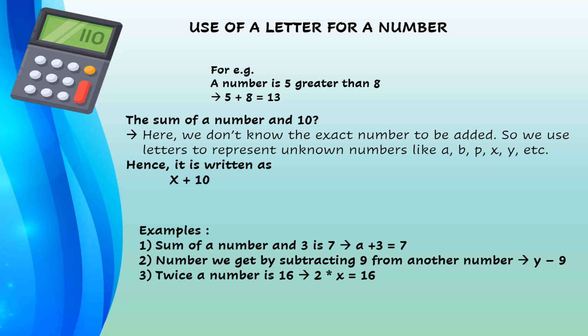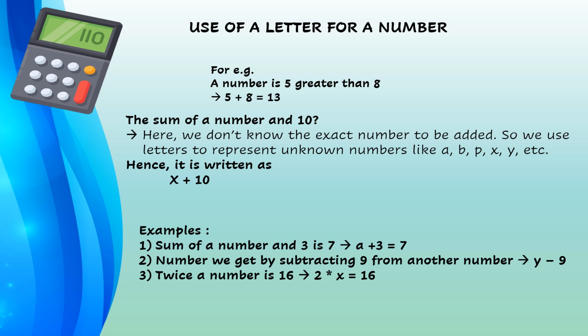Let us go to some more examples. Sum of a number and 3 equals 7. Sum means plus. I don't know what the number is, so I can take any alphabet. Here the variable is a, which I have taken. So a plus 3 equals 7. Equals means equals to 7.